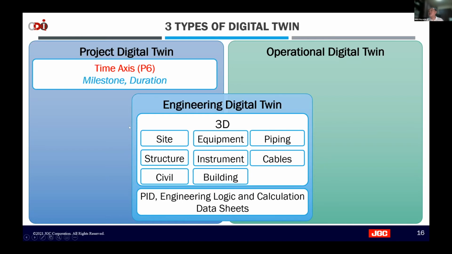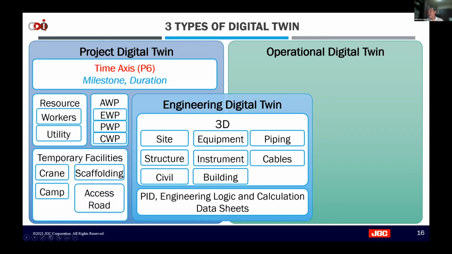This actually introduced milestones and duration of the project activities, including construction resources, temporary facilities, cranes, camp, scaffolding, access roads. And then here we call it AWP, EWP, PWP, CWP, which is actually representing work packaging. So AWP represents advanced work packaging, which contains engineering work packages, procurement work packages, and construction work packages. So they are all contained in the project digital twin.